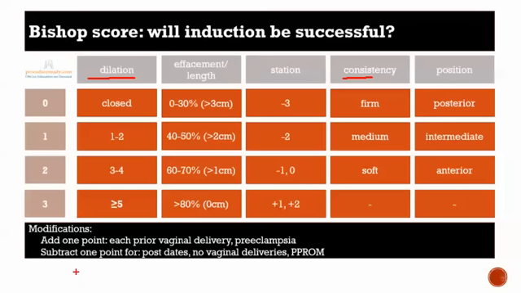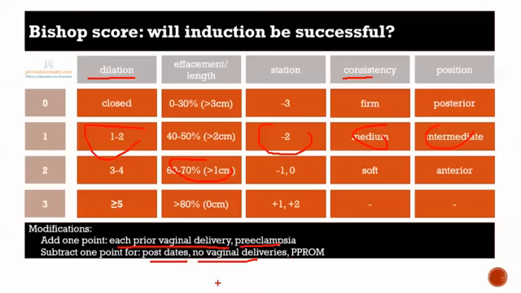And here are some modifiers that you use down here to modify the point system. So you just fill this chart out with either what you've discovered or what you've seen recorded, and you come up with some points. Then you add points for prior vaginal deliveries and for preeclampsia. You subtract points for being post-dates, not having any vaginal deliveries, or having PPROM, preterm premature rupture of membranes. Then you get a number.